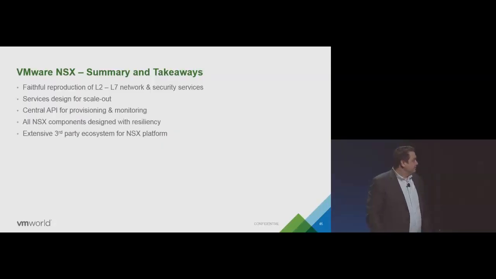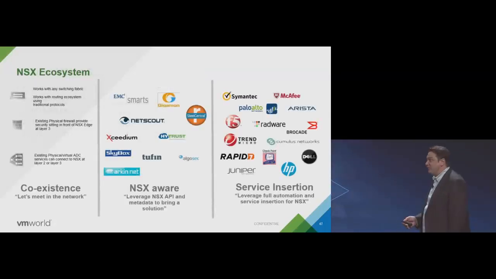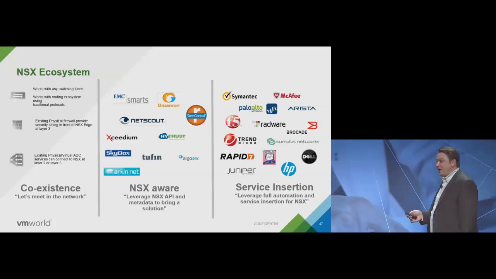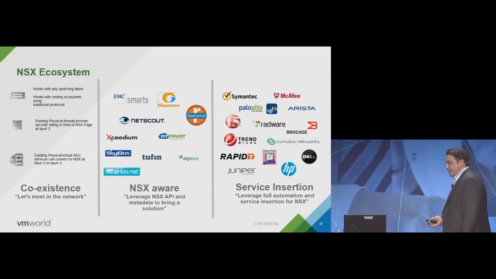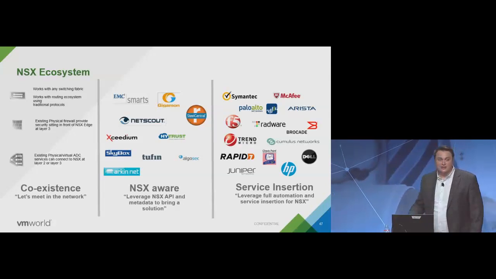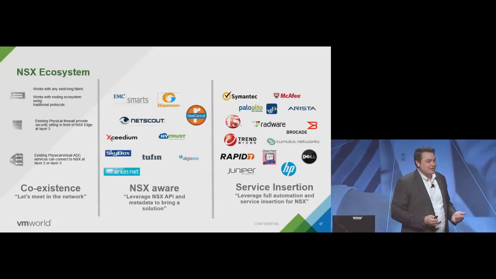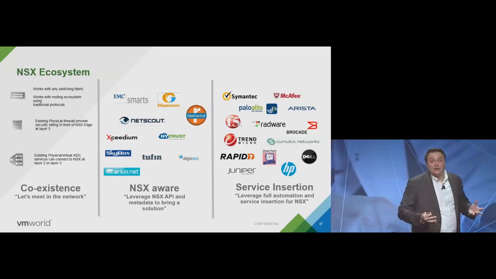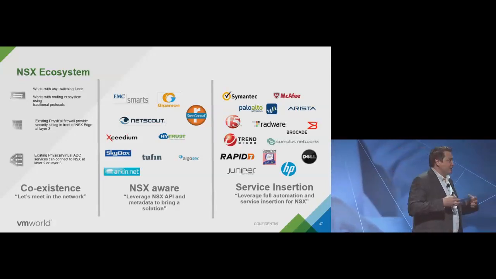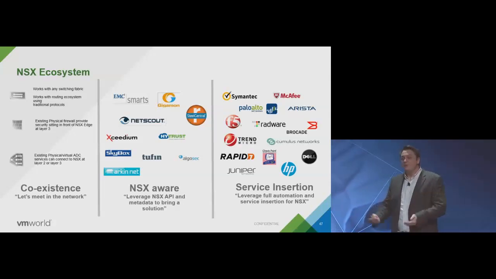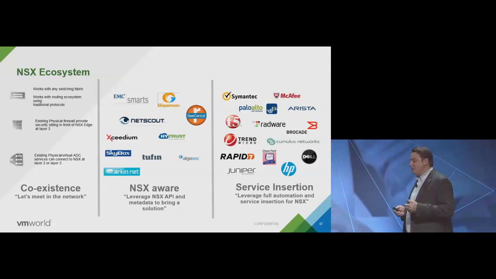To finish up, we've talked about the services, central APIs, and an extensive third-party ecosystem that we have available. We have a lot of different technology partners that are integrating within our ecosystem, whether they're NSX aware, such as your logging and syslogs and NetFlow, or there's actual service integration and insertion, such as Trend, Palo Alto Networks, F5, all of these other areas that add even more benefit onto the platform that we have available today.